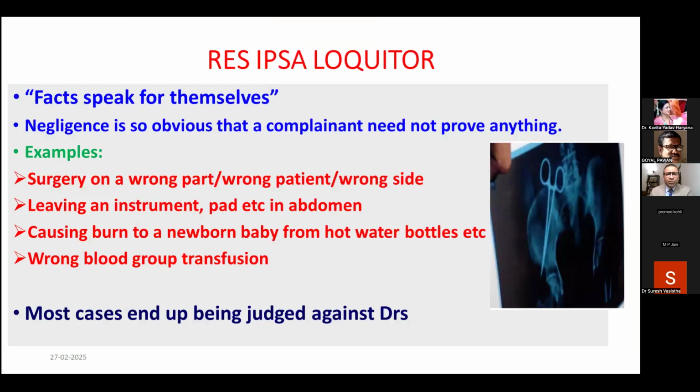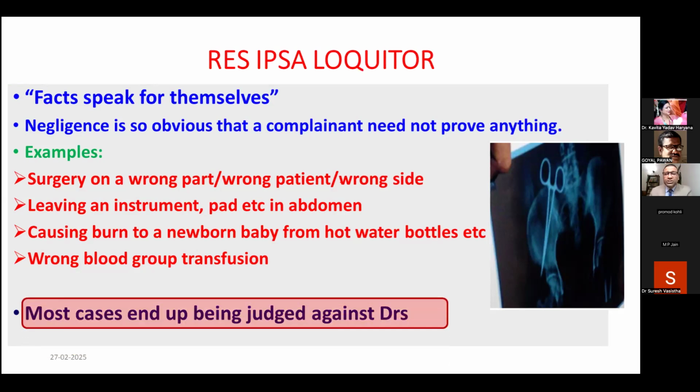So what is res ipsa loquitur? In general terms, the facts speak for themselves, and the negligence is so obvious that a complainant need not prove anything. For example, surgery on a wrong part, wrong patient or the wrong side, leaving an instrument or swab pad while operating, causing burns to a newborn baby from hot water bottles or radiant warmers, wrong blood group transfusion. In all these, the negligence is very obvious, and most of these cases end up being judged against doctors.